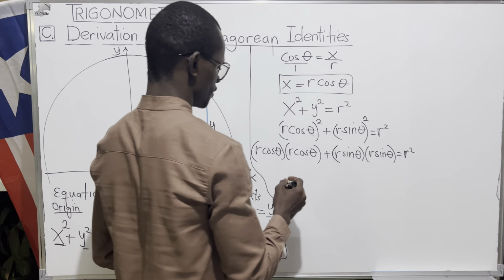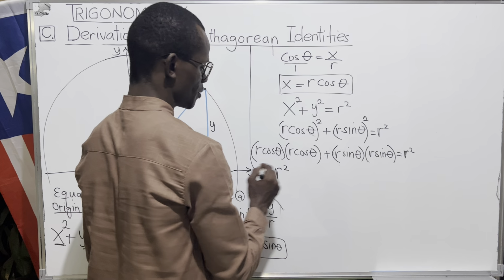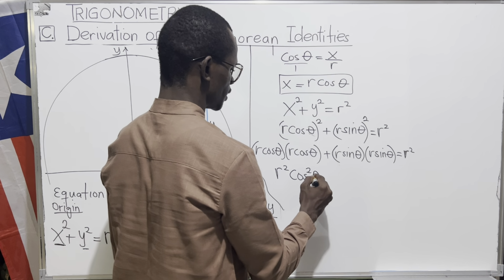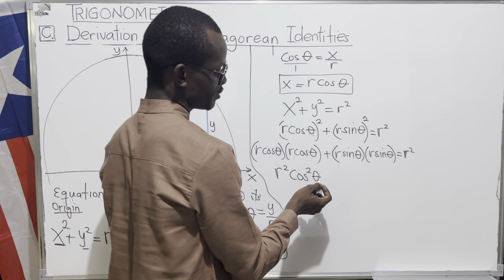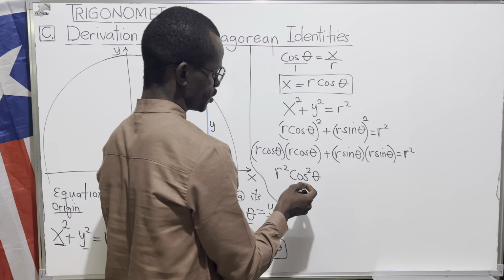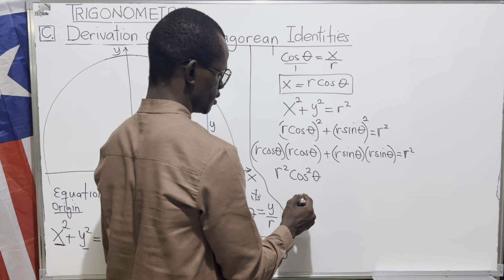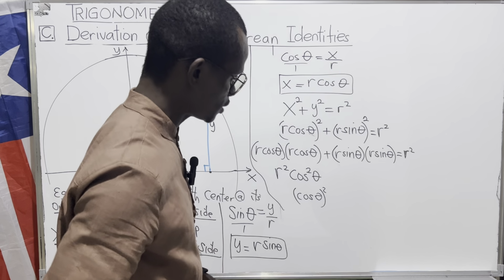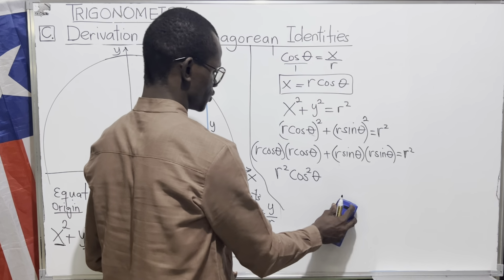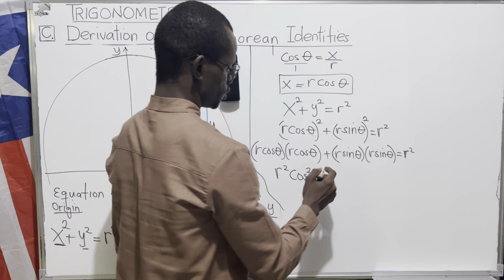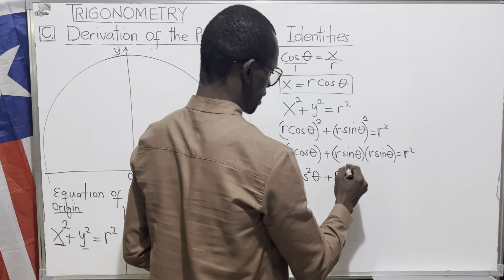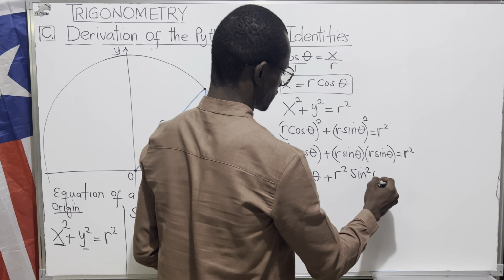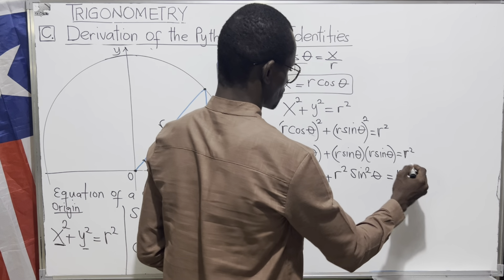So now we have r times r to be r squared. Cos of theta times cos of theta is cos square theta. We don't square the angle of a trigonometric function. We square the trigonometric function by saying cos square theta or cos of theta all squared. So those are the ways we can square this trig function. So we have plus r times r again is r square, and then sine of theta times sine of theta is sine square theta, all equals r square.